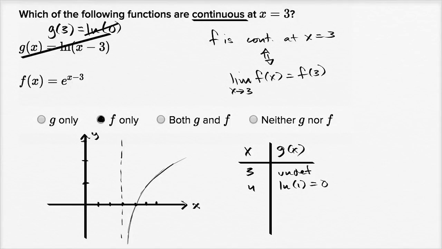Now f of x is a little bit more straightforward. f of 3 is going to be e to the 3 minus 3, or e to the 0. So it's going to be 1. So it's going to look something like this, like that. There's no jumps. There's no gaps. It is going to be continuous at, frankly, all real numbers. So for sure, it's going to be continuous at 3.